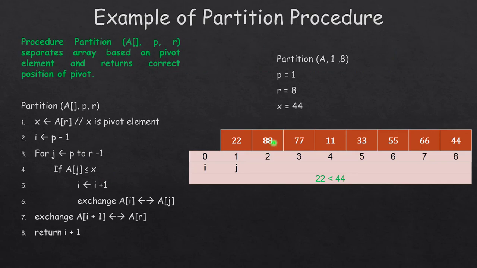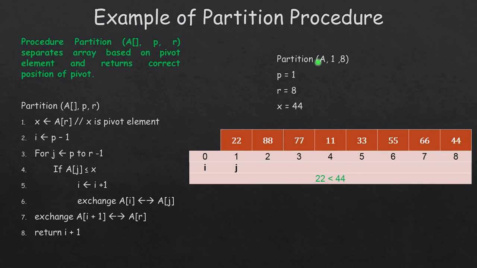Here I have an array of size 8. The index value starts from 1. This 0 just denotes the initial value, i is actually 0. The array starts at index position 1. Just imagine I have a call partition(a, 1, 8). What will this partition procedure do? It separates the array based on the pivot element and returns the correct position of the pivot. This partition procedure actually returns some value. What will that value be? It will be the correct position of the pivot.